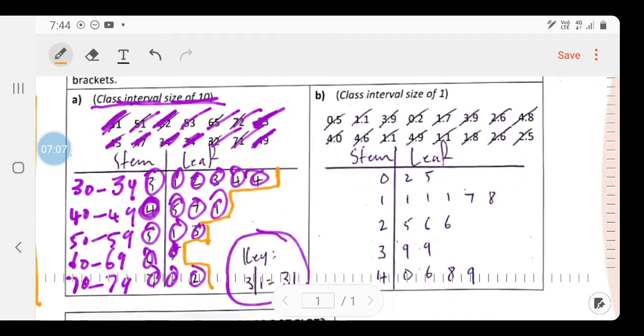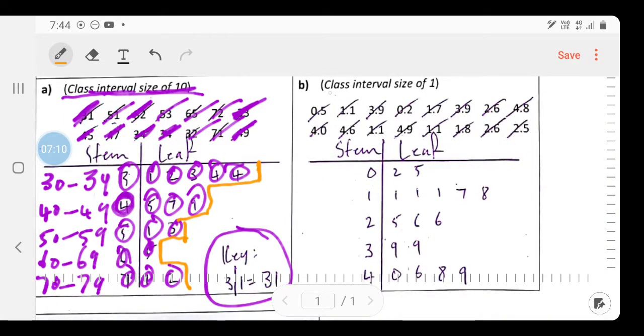Okay, so here's a second example. And we're asked for a class interval of size 1. Well, what on earth does that mean? Take a look at the data, and they're all values with 1 decimal point, ranging from about 0.2, I think might be the smallest, to about 4.9. So that makes sense that it would be a class interval of size 1. 0 to 0.9, all those numbers belong in there. 1 to 1.9, all those numbers belong in there. 2 to 2.9, and so on.